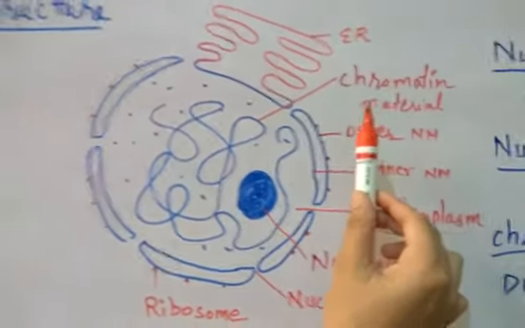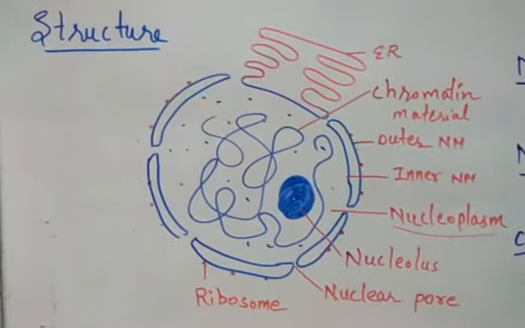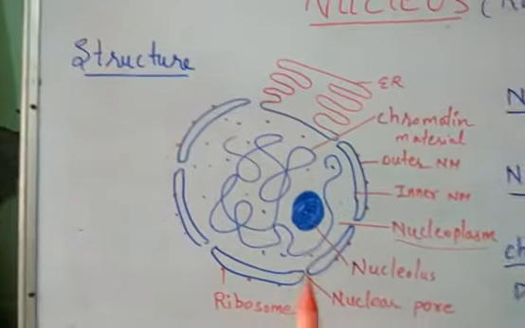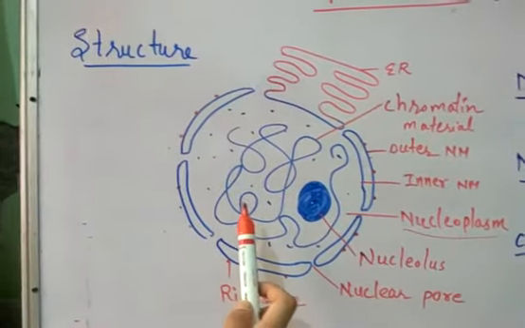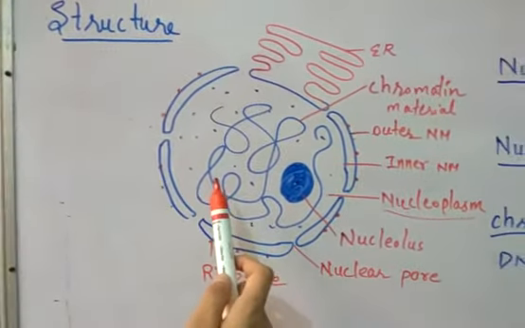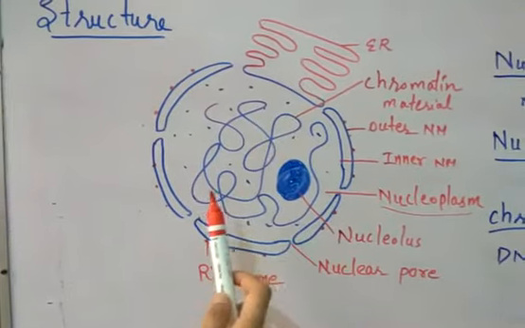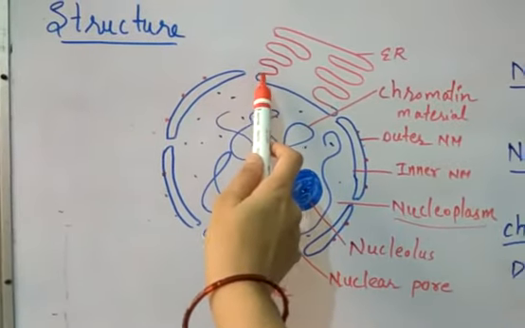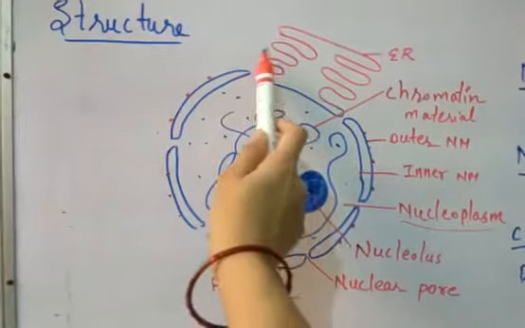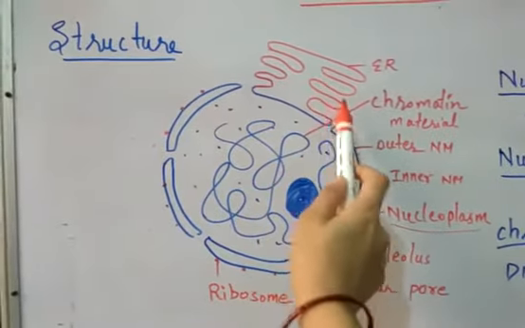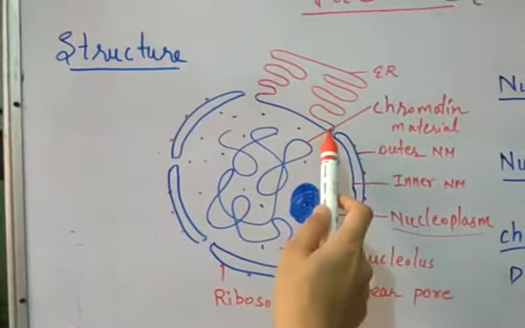This is visible in those cells which are not about to divide, because when the cell is about to divide, this chromatin material is going to condense to form the chromosome structure. That we'll discuss later on. This outer membrane, as you can see over here, is going to fuse with the endoplasmic reticulum, which is another organelle, which is a network of membrane.